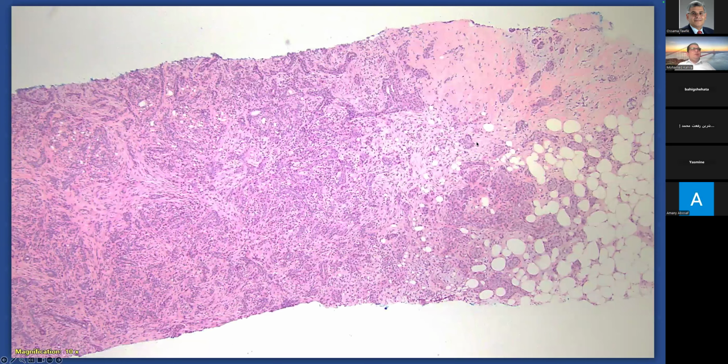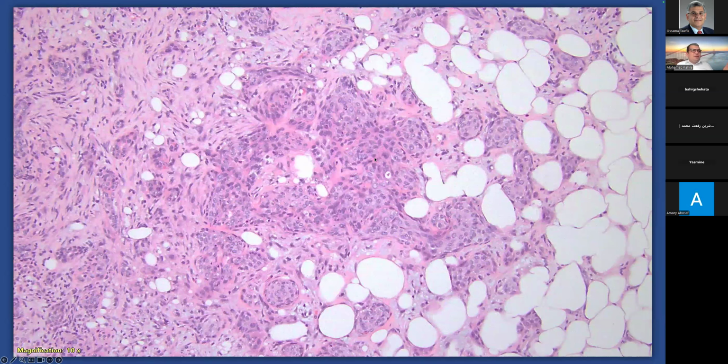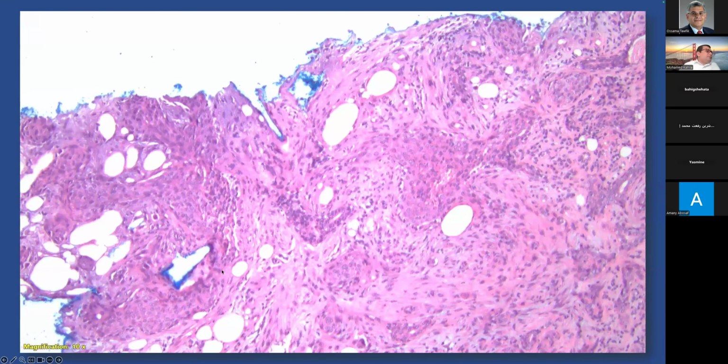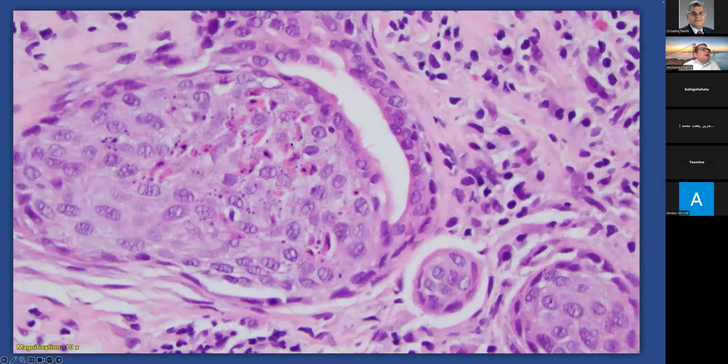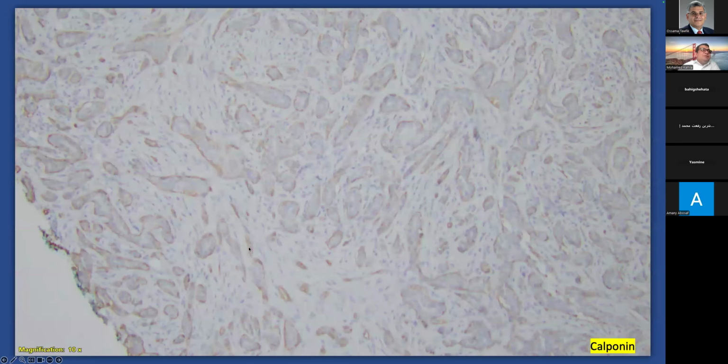So you go in high power, you may think of sclerosing adenosis or something, but they are very infiltrative and haphazard. And if you go in high power, you will see some cytologic atypia, some mitosis, there is some dysplasia. So that makes you worried. And in certain areas, oh yes, here, you can see squamous areas too, and necrosis in these cells. So that's another case of adenosquamous.